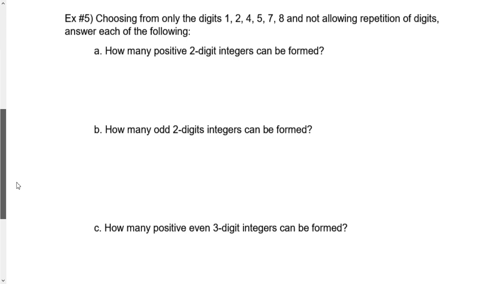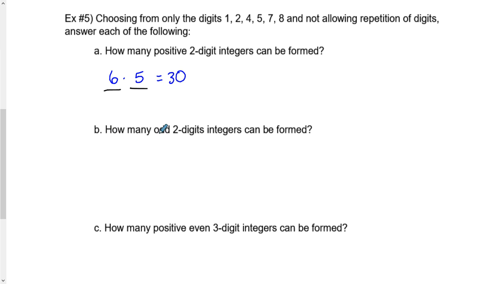Last question, try and make it quick, make it easy. Choosing from the digits 1, 2, 4, 5, 7, 8, and not allowing repetition of digits, answer the following. How many positive 2-digit integers can be formed? So 2-digit option, we can't have any repetition. How many options do we have? 6 for the first one. And if we can't repeat, we'd have 5 options left. Nice, quick, and easy.